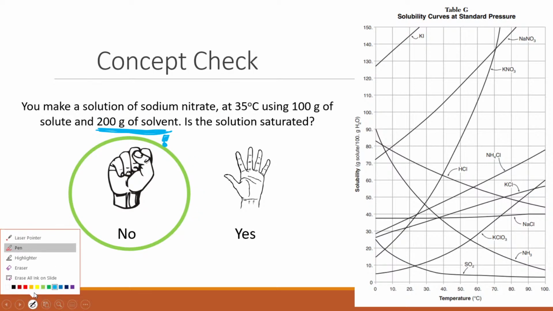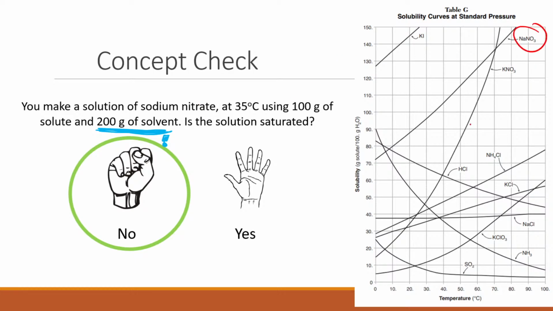Let's look at the information that they gave us. Sodium nitrate is NaNO3. 35 degrees Celsius is right here. 100 grams of solute and 200 grams of solvent. 200 grams of solvent is double what the y-axis is giving us. So if this got doubled, then all of these numbers need to get doubled as well. And our actual 100 point is right here.